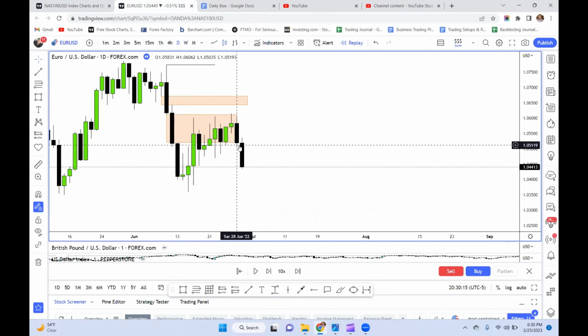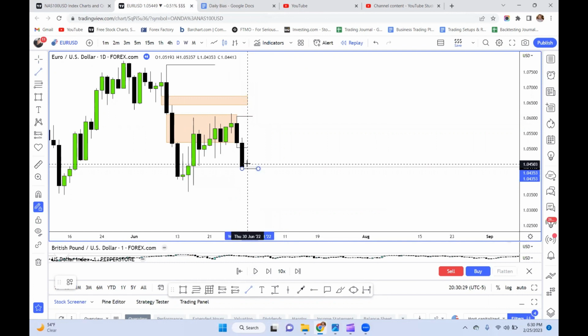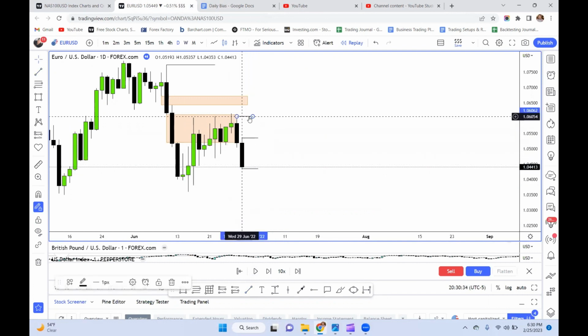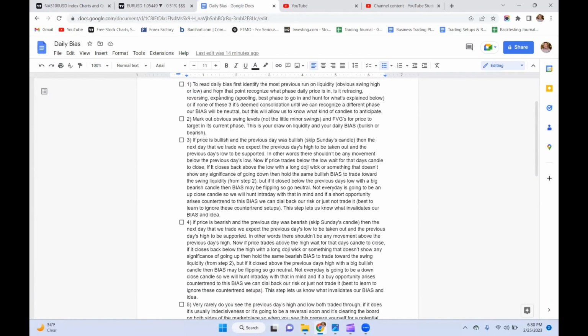Now, as soon as this candle creates that and it shoots down, it took out the low here, and this got supported. Boom. Now we can anticipate this low to be taken out, this high to be supported. And now we are redetermining that this is in an expansion phase, expanding, which is spooling. And this is actually the best phase to go in and hunt what I've explained to you here.